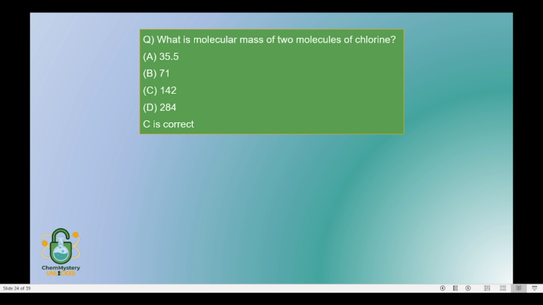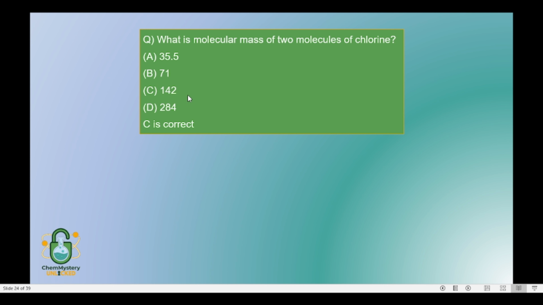So, we simply multiply. 71 multiplied by 2 equals 142. This is the molecular mass of two molecules of chlorine gas. As we move down the group, the color of halogens becomes darker. Let me show you this.